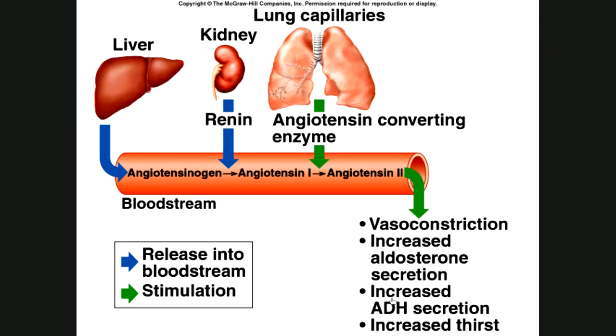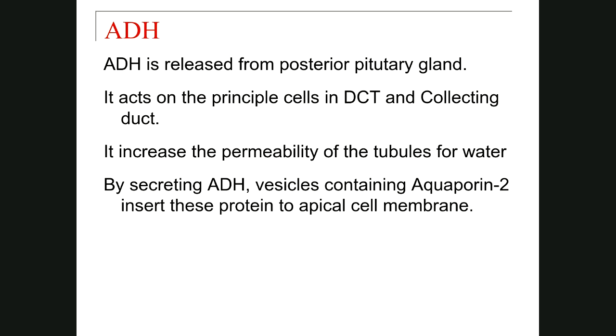ADH is secreted from the posterior pituitary gland, and it can work on the principal cells in our collecting duct, and it can promote reabsorption of water and sodium ion. And also, angiotensin 2 can increase thirst. So we drink water and the volume of blood increases.